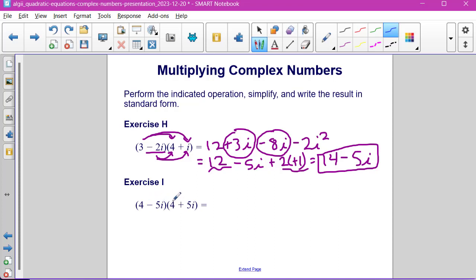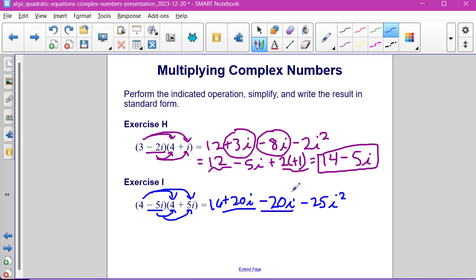Okay, now let's look at exercise I. We have 4 minus 5i times 4 plus 5i. So we can distribute the first 4 through, and we'll end up getting 16 plus 20i, and then we'll take the minus 5i and distribute it through to both terms. So we'll have minus 20i minus 25i squared. Notice our plus 20i and minus 20i, they cancel one another out, so we have 16 minus 25 times i squared is negative 1. So we have minus a negative, that'll turn into plus a positive. So now if we add these together, 16 plus 25, we'll end up getting 41.